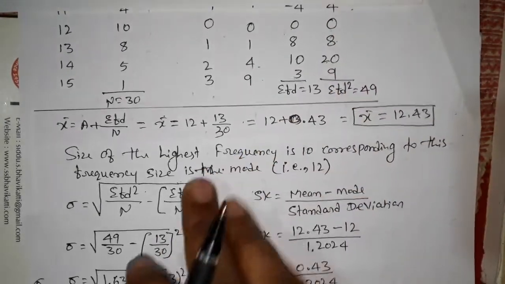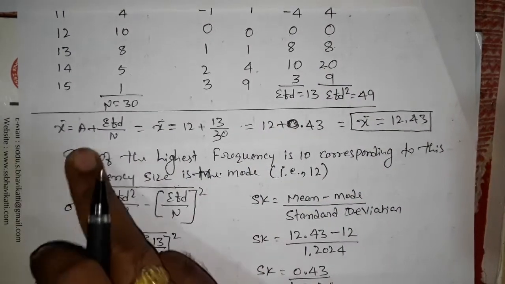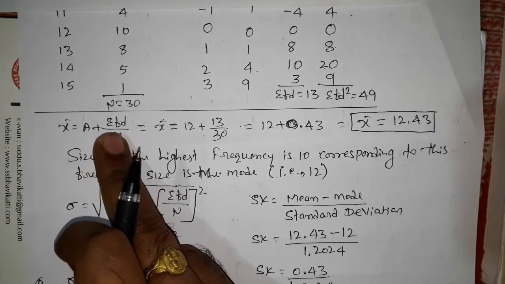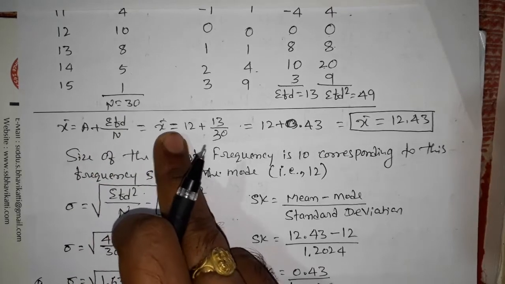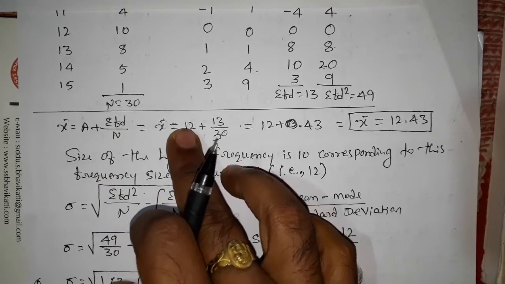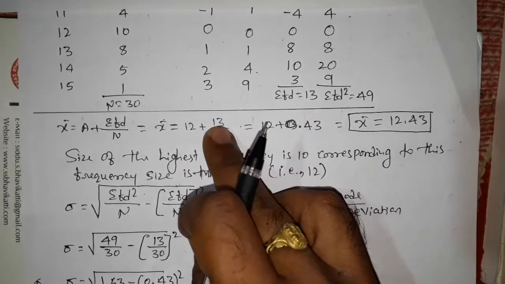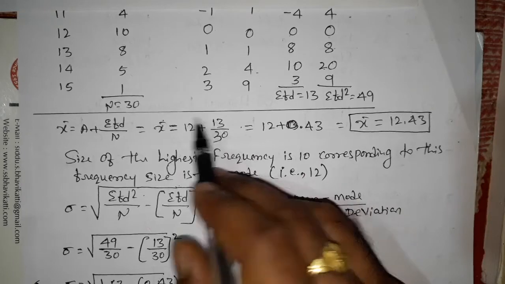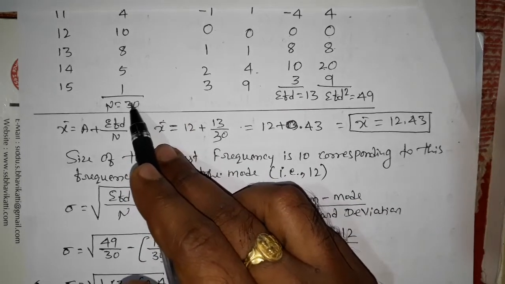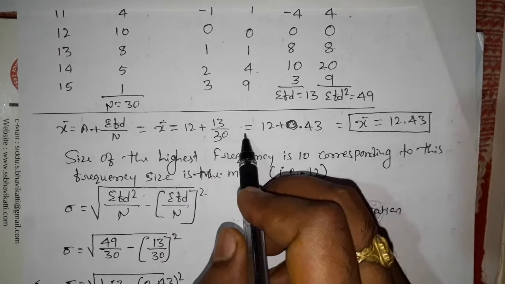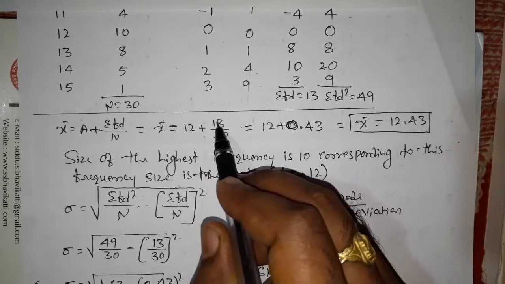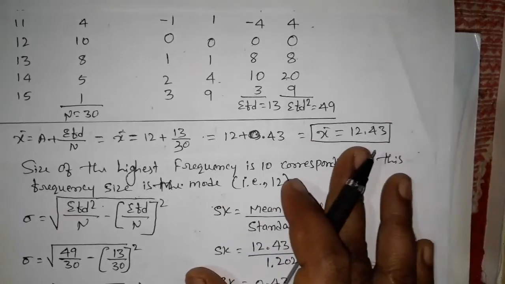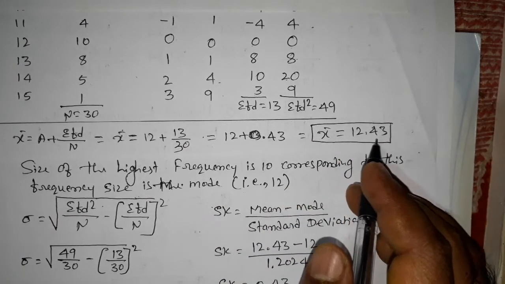Let us go for finding the mean. Here, x bar is equal to a plus sigma fd divided by n. X bar is equal to, the assumed mean is 12, and we got sigma fd as 13, divided by 30. The n is the total number of observations, 30. That is equal to 12 plus 13 divided by 30, you will get 0.43. The mean is 12.43.